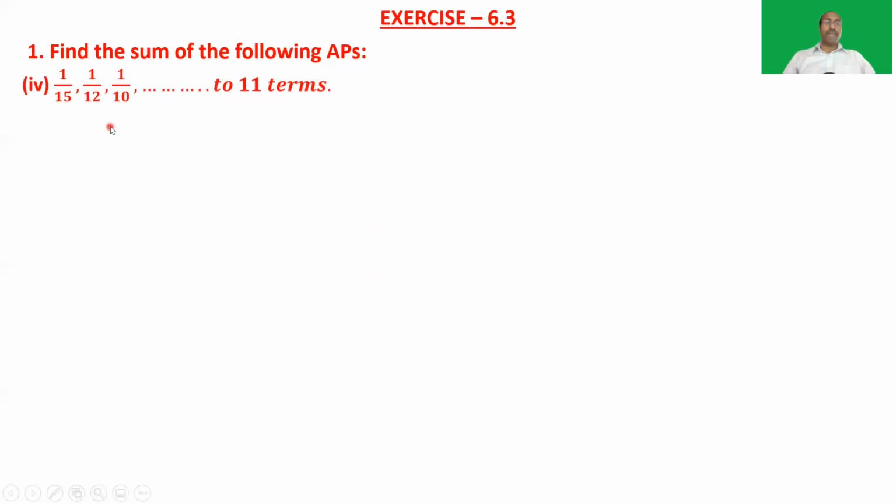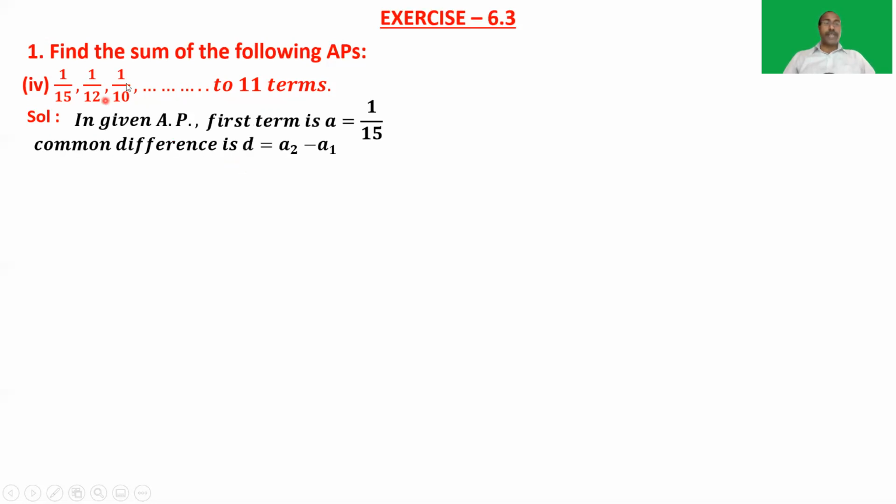1 by 15, 1 by 12, 1 by 10, up to 11 terms. So in this progression, the first term a is equal to 1 by 15. The common difference d is equal to a2 minus a1, that is 1 by 12 minus 1 by 15. And we know that the LCM of 12 and 15 is 60. So take 60 as the LCM.